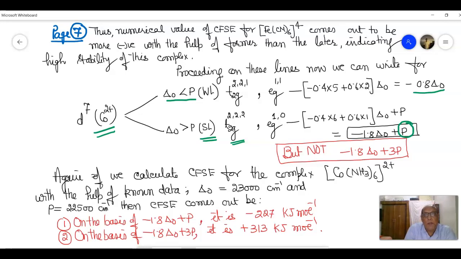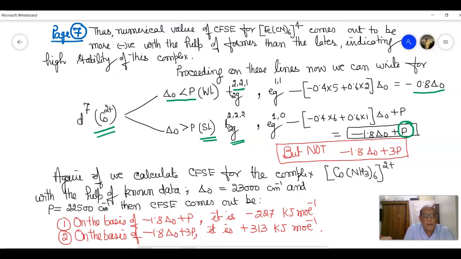Why only 1P? Because two pairs are bound to be there. They are already present in the metal ion or in the symmetrical field of the metal ion or in the weak ligand field. The forced pair in a strong ligand field is only 1, and therefore CFSE is −1.8 Δo + P and not −1.8 Δo + 2P.